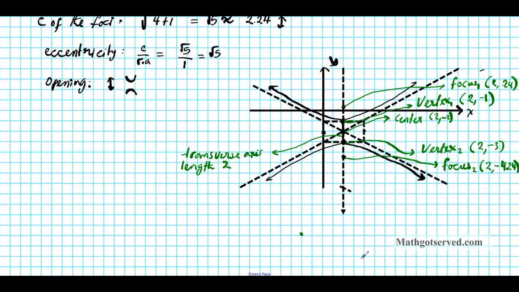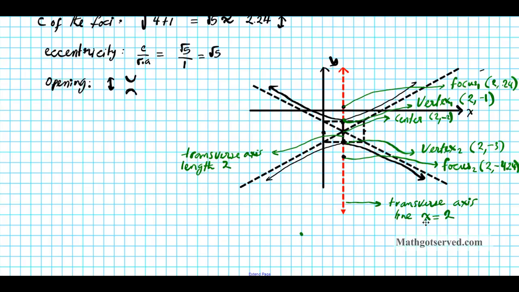Let's change the color. What's the equation of our transverse axis line? Let's label what the equation is. The transverse axis line is going to be x equals the x-coordinate of the center, which is 2. So x equals 2.